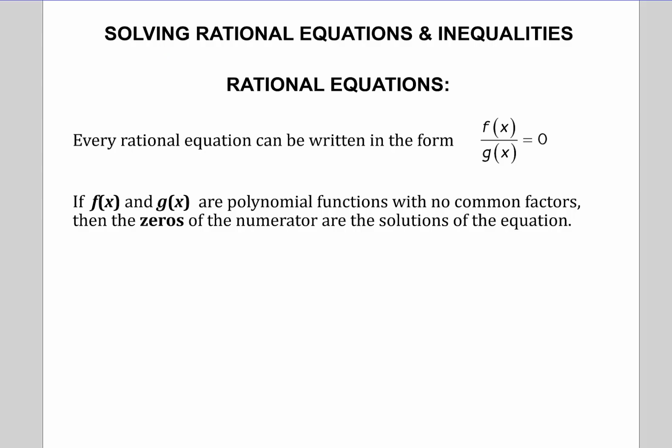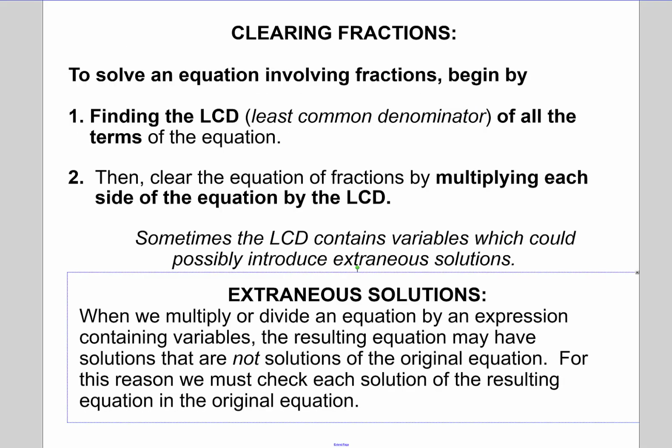We can say every rational equation can be written as f of x over g of x equals 0, where f and g are polynomial functions. They don't have any common factors. So if that's the case, the zeros of the numerator will be solutions of the equation. And we've seen that when we've been graphing rational functions.